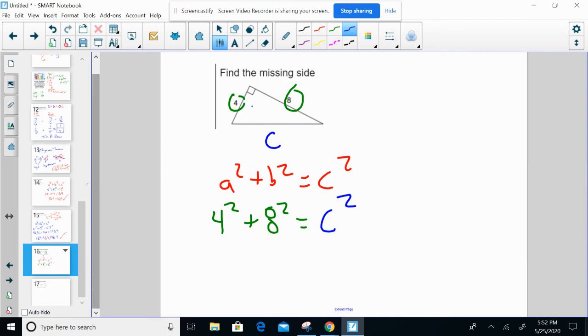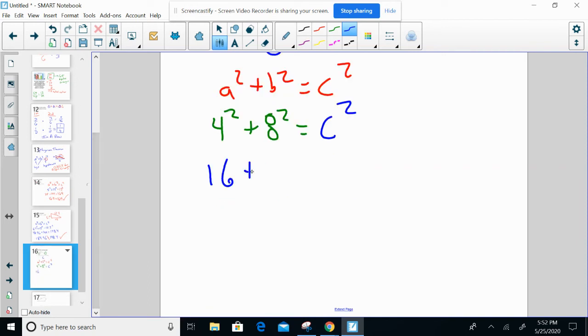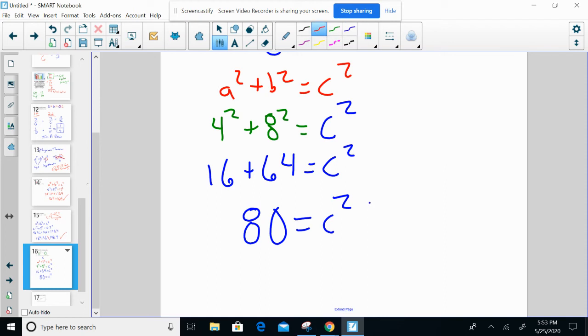Now, 4 squared is 16. 8 squared is 64. We're just going to leave the C alone for now. Now 16 plus 64 is 80. All right. Now, we need to solve for C. This is where the square root comes in. In order to get C by itself, we've got to get rid of that squared. And the opposite of squared is square root. So you're going to take the square root of both sides.